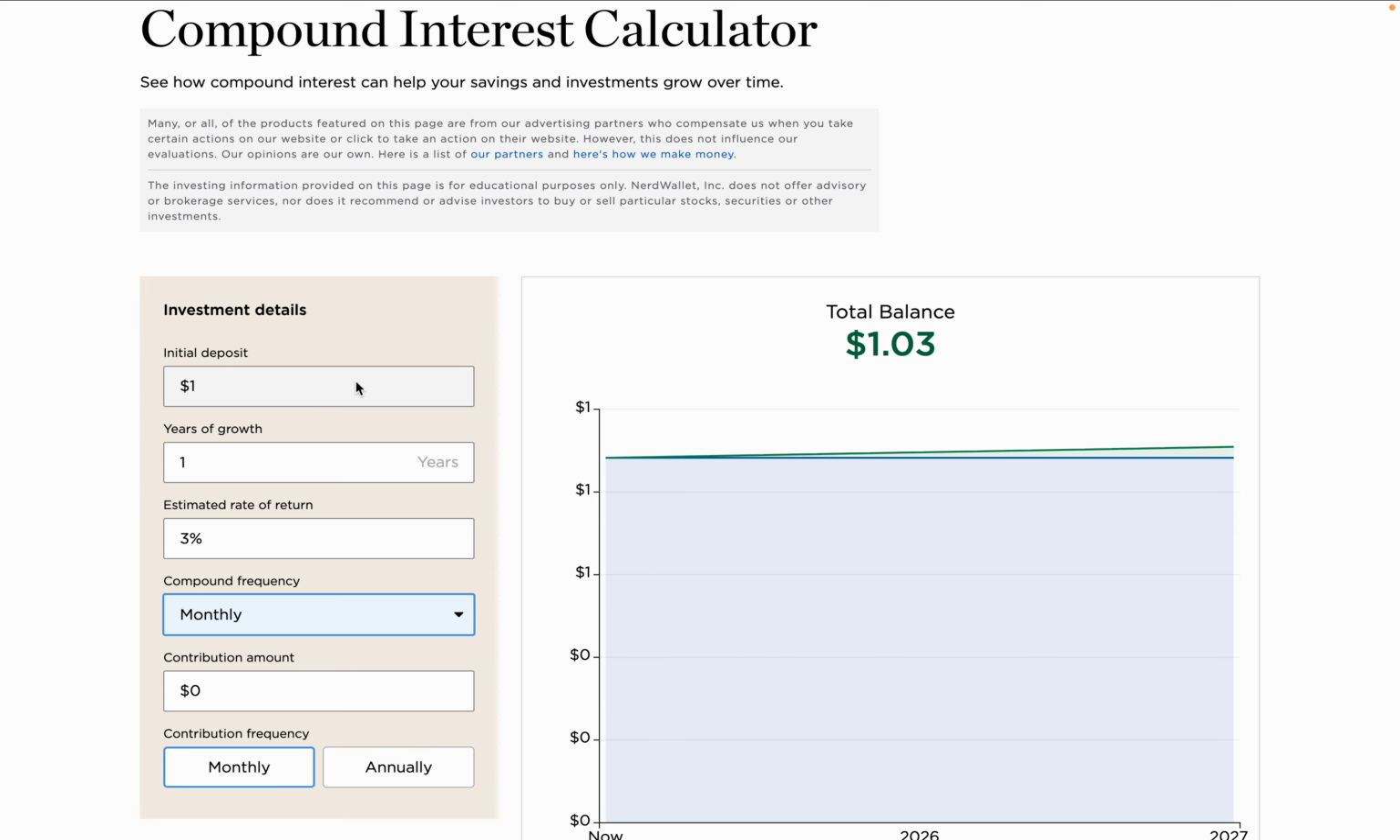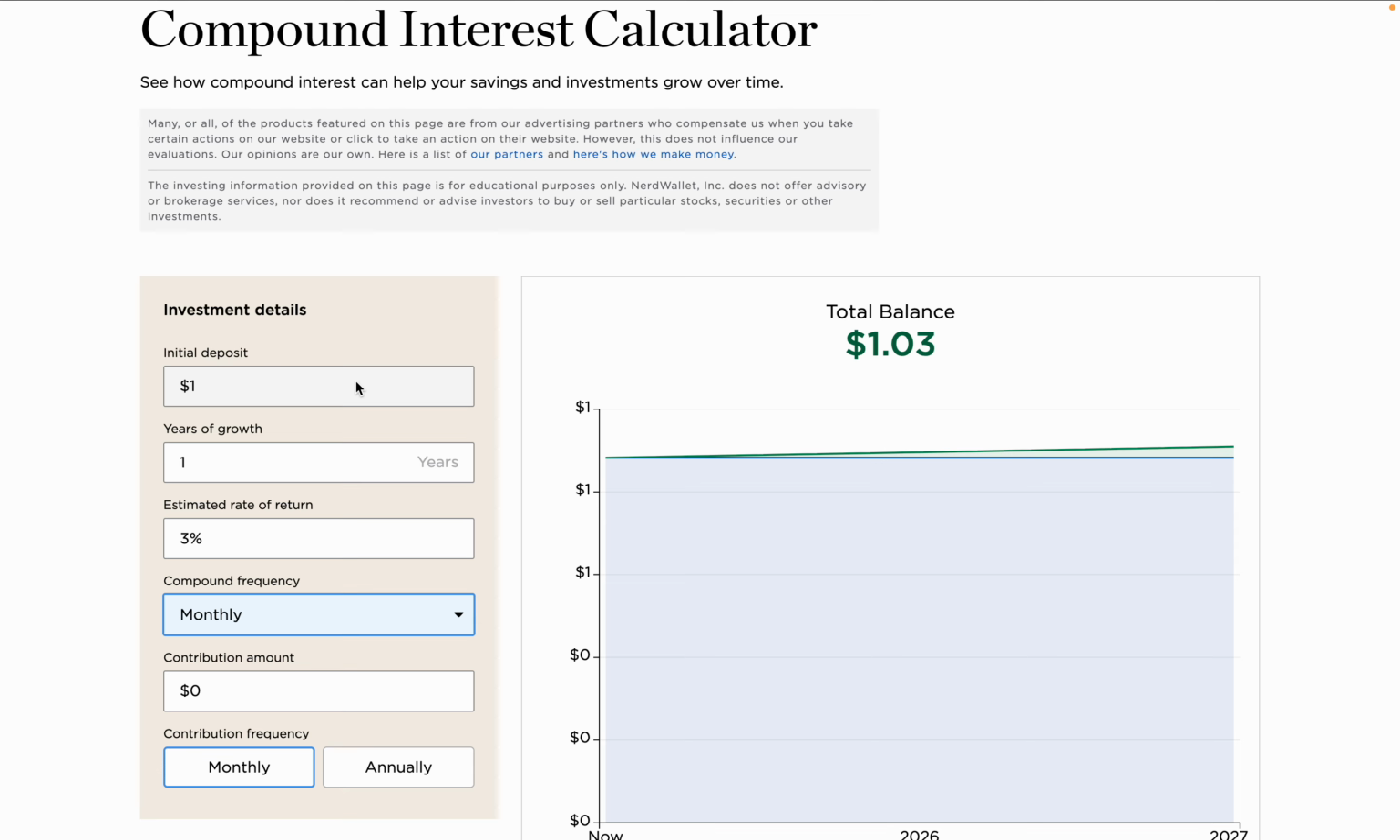If your goal is to build a $100,000 investment portfolio, you might be wondering, how much do I actually need to invest every month? Well, in today's video, we are going to answer that question. I'll be using a compound interest calculator from NerdWallet to show you exactly how much you will need to invest each month to reach $100,000 in 6 years, 5 years, 4 years, and even 3 years.